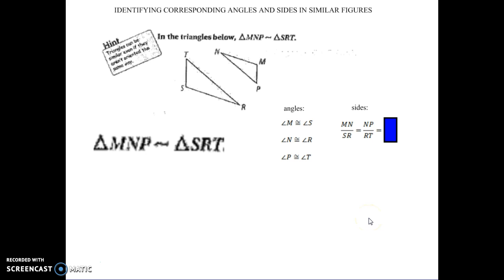There you go. And then our last one, I do the last one and then the first one, because we ran out of letters otherwise. So PM over TS. So that's how you use the similarity statement to match all of the corresponding pieces.